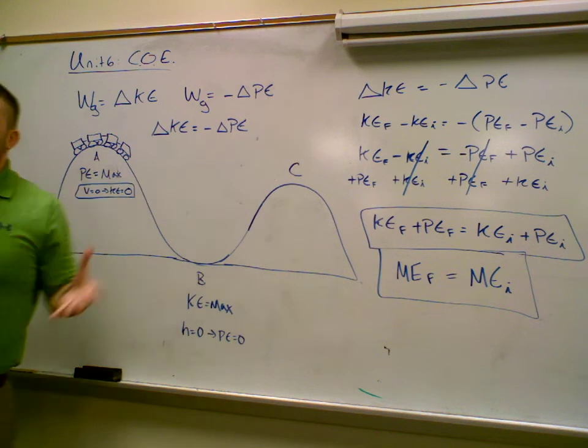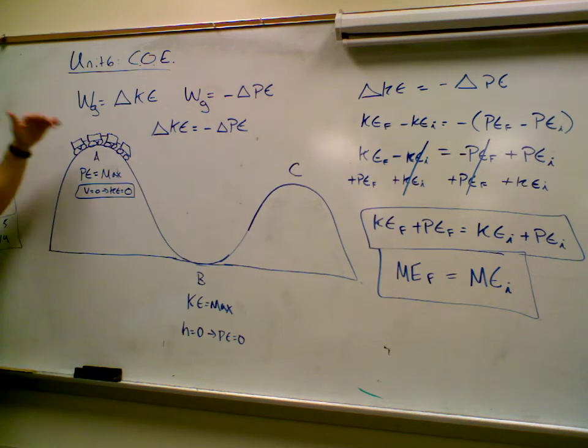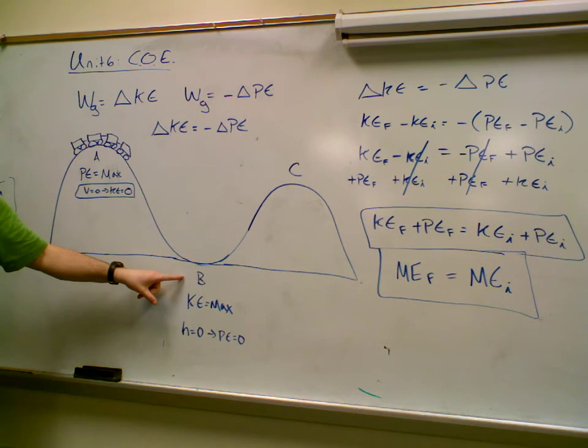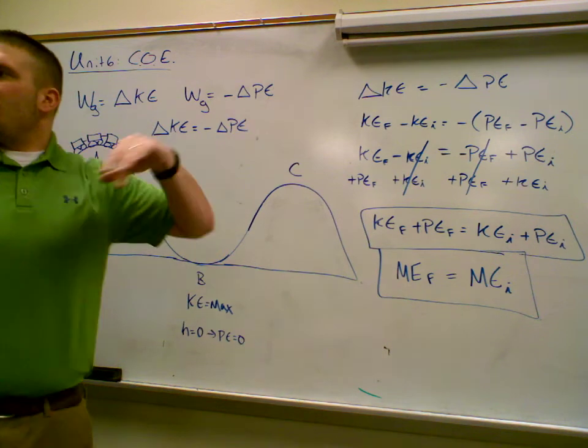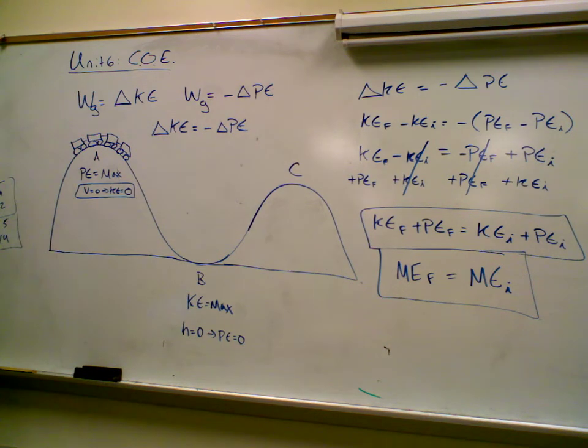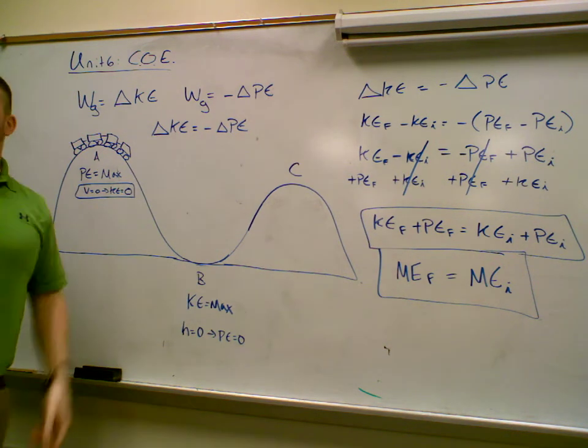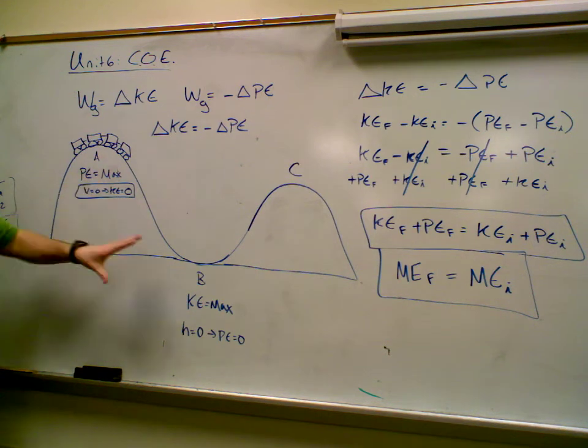Now you guys have all experienced this, right? You go down a roller coaster, you get to the bottom, and you're going really, really fast. As you go up to the top of the next hill, what happens to your velocity? It decreases. It slows down because some of your kinetic is turning back into potential. But the roller coaster is conserving energy the whole way.